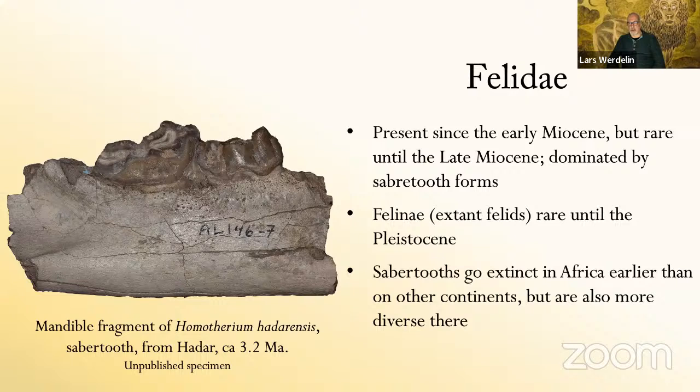Felids were present in the early Miocene, but are really rare until the late Miocene, and until very recently, the last 1.5 million years, were dominated by saber-tooth forms, of which Homotherium, on the left, is one. So the Felinae, the subfamily that includes all living felids, is rare until the Pleistocene. They're present in sites like Laetoli and the lower members of the Koobi Fora Formation, but very rare, and don't really appear in their modern form until about 2 million years ago, well into the Pleistocene.